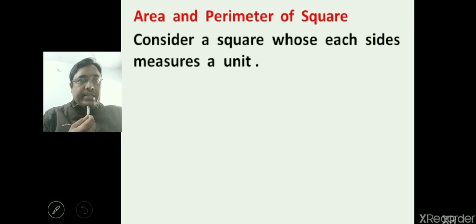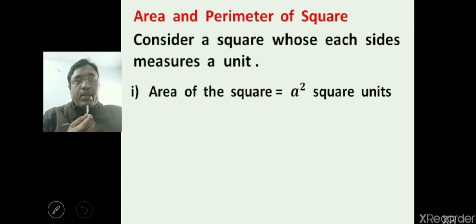Consider a square whose each side measures a units, where the unit can be centimeter, meter, anything. Then the area of the square is side squared, meaning side into side, which is equal to a squared, because the side is a units. The unit of area is square units, because the side is multiplied two times, so its unit is also multiplied and becomes square units.